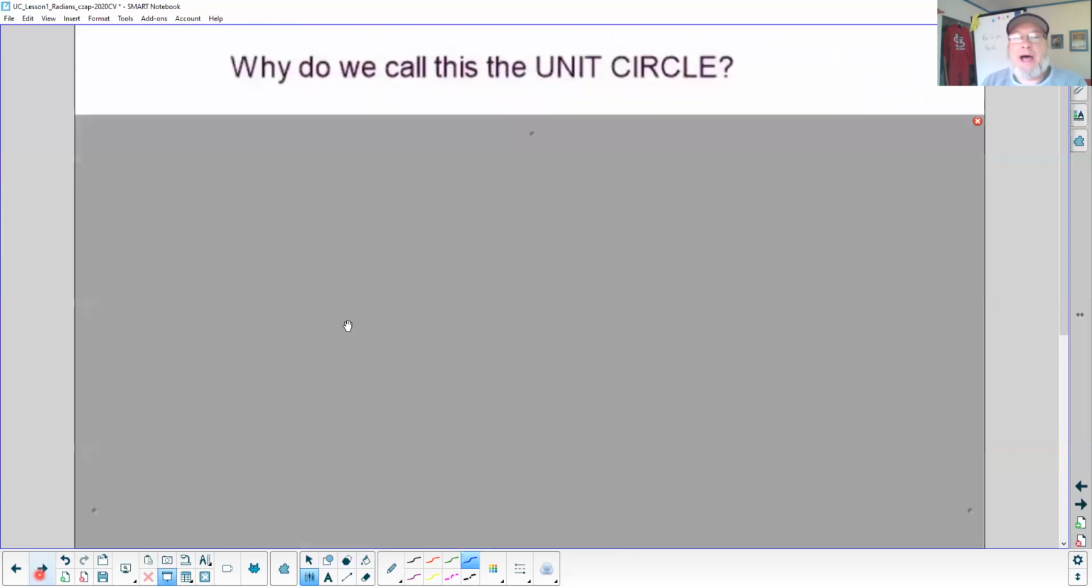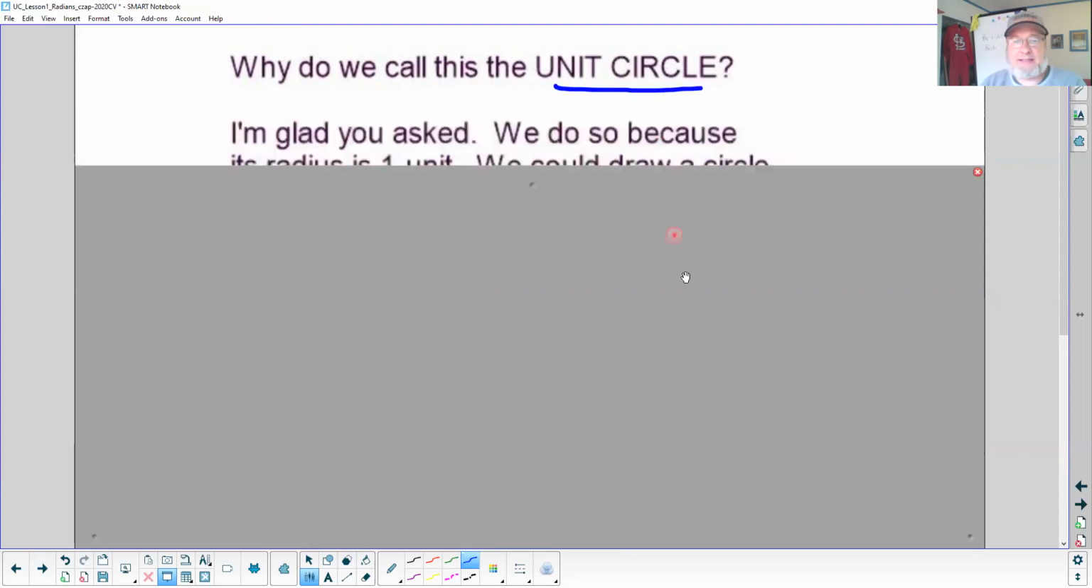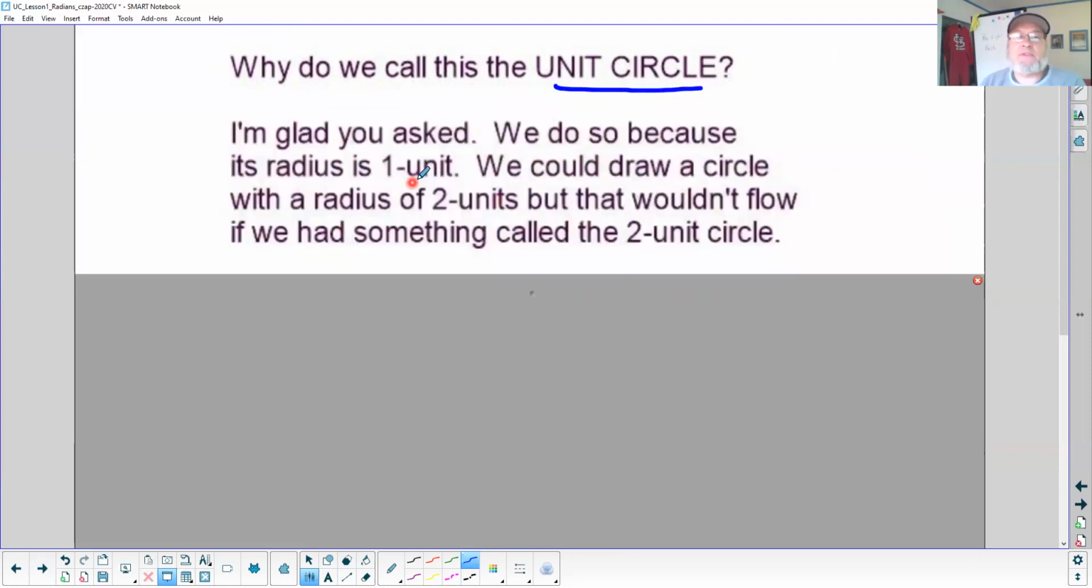Now, why do we call it the unit circle? I'm so glad you asked. Here's why. Because the radius of a unit circle is 1 unit. 1 inch, 1 meter. We're not going to call it inches or meters because the 1 meter circle sounds strange, but the unit circle sounds pretty cool. So it's called the unit circle. We're not going to have the radius be 2. That's called the 2-unit circle. That's kind of dumb, too. It's the unit circle. So the radius is 1 unit.